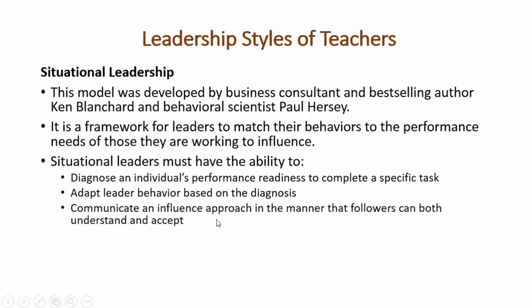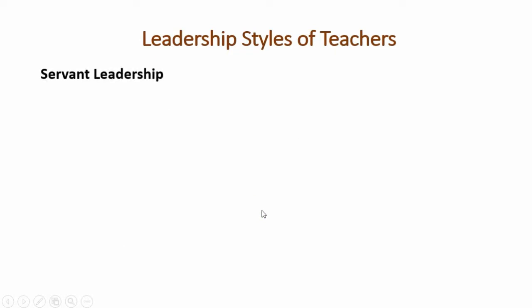The next point here is communicate an influence approach in a manner that followers can both understand and accept. He has to communicate properly. The next point is advance by making moves towards higher performance. So you need to advance as the employees start performing. The next kind of leadership here is servant leadership.